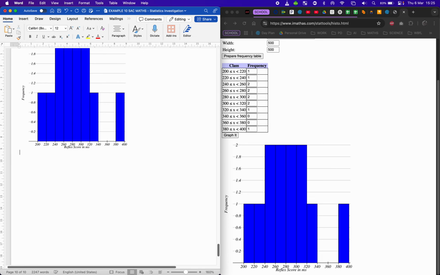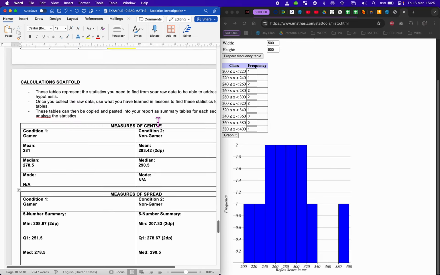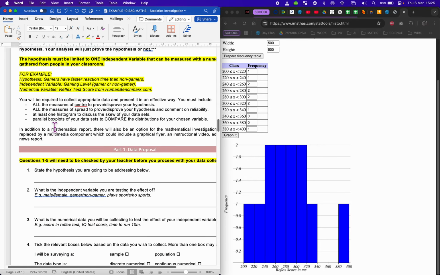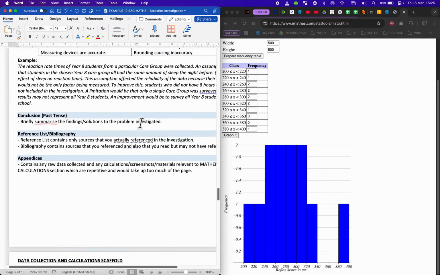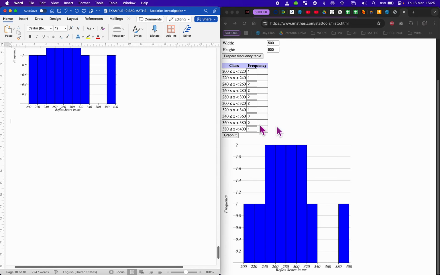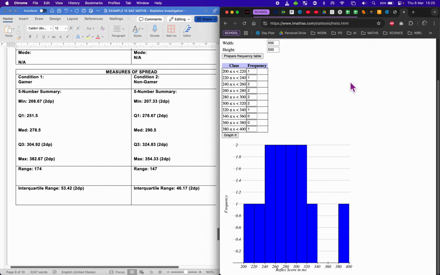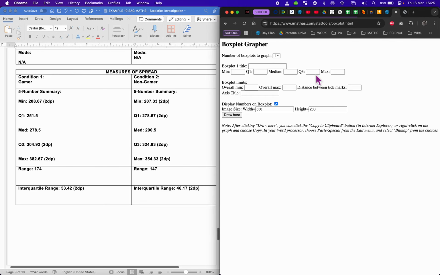How do I then do box plots? Because you're required to do that according to the assignment. Parallel box plots. You need parallel box plots because you're comparing two sets of data. What do I need to draw a parallel box plot? I need the box plot grapher at imathas.com. This will be linked on Daymap.